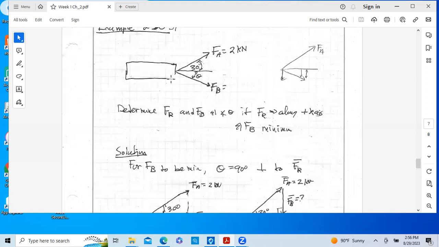Actually we know 2 things. We know this direction, and we know this force. So I'm going to use a triangle in this case, the unknowns. So here's my F sub A, and I know the resultant's going to be along the x-axis. Here's my F sub B out here, and I want that to be a minimum. Okay, so this is sort of the sketch of the problem we're looking at.